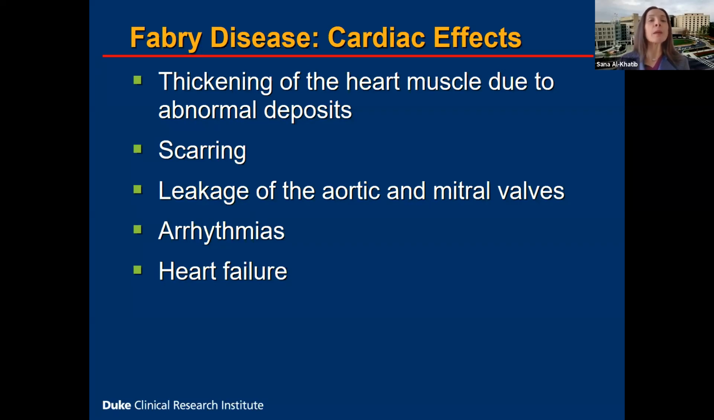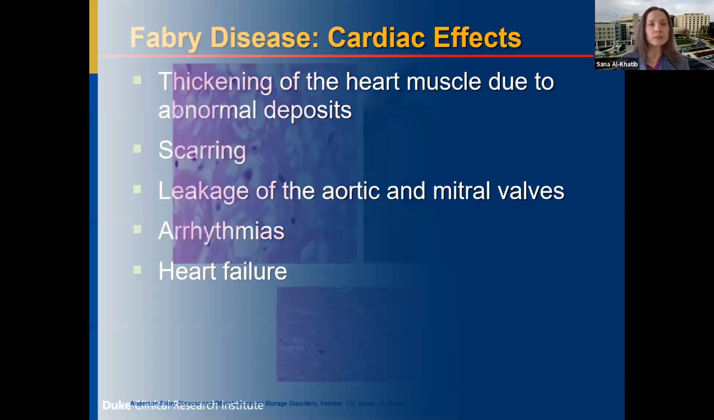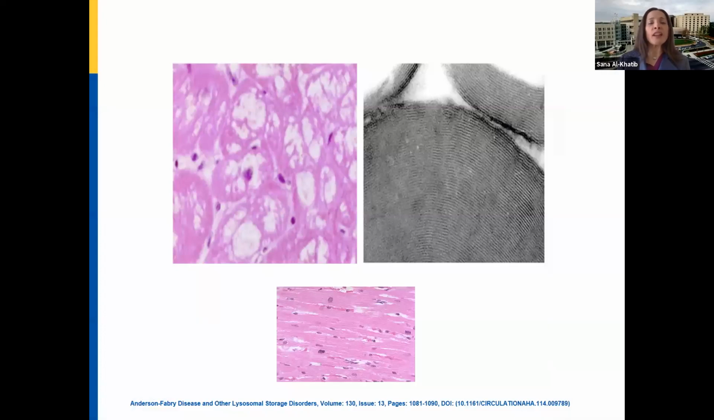But something to keep in mind, this thickening of the heart muscle has a lot of implications. Scarring is important. I'll be talking about that as well, because this is the common pathway, so to speak, for many of the arrhythmias that we see in the setting of Fabry disease. Of course, there is some leakage of the aortic and mitral valves that can happen, arrhythmias, as I said, and heart failure. So this is what we're talking about.